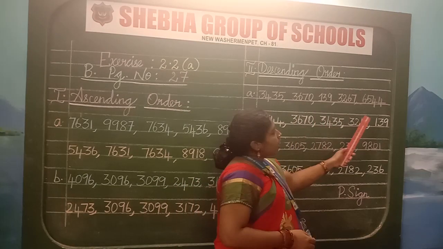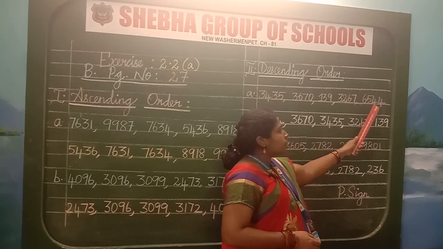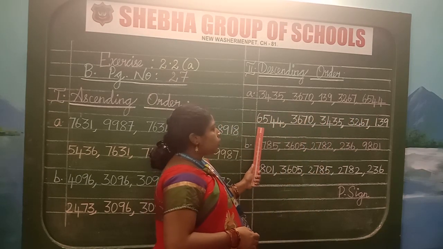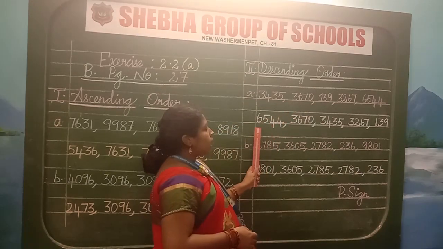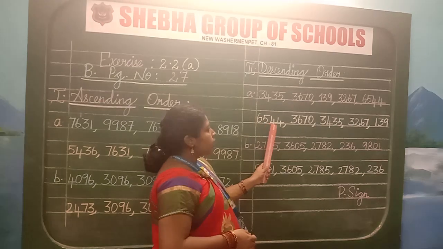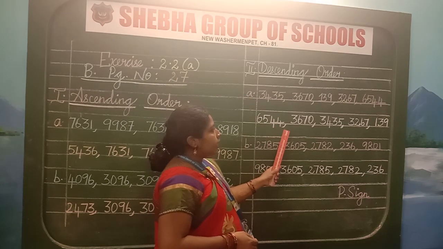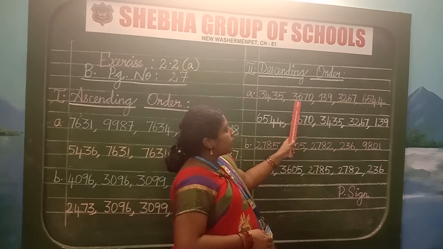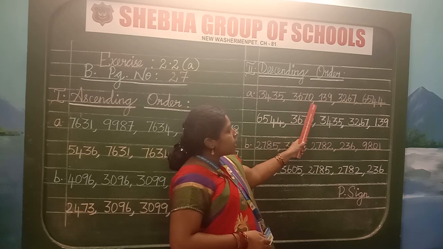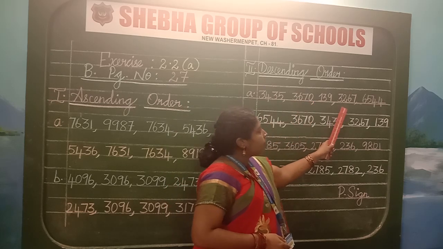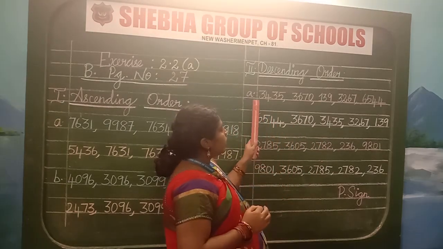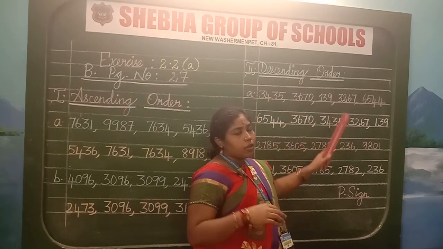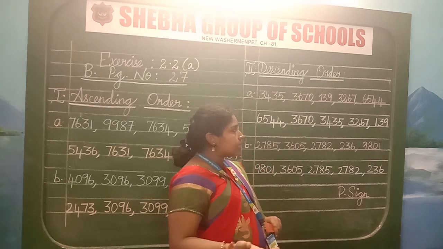Children, observe this set of numbers and tell me which one is bigger number. Yes, you are right. The bigger number is 6544. So in the answer part, we are going to write. So leave one line. Start from the margin 6544, comma. The next bigger number is 3670. So observe this, children. We are having 3 sets of numbers which start with 3. Here first digit is same. What we have to do? We have to see the second digit.